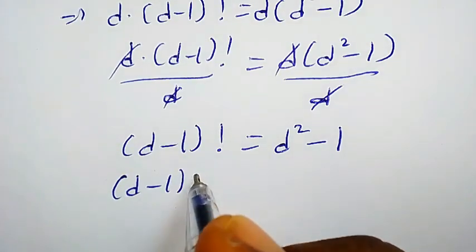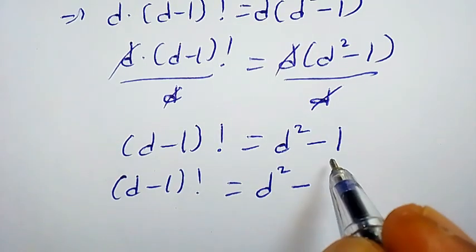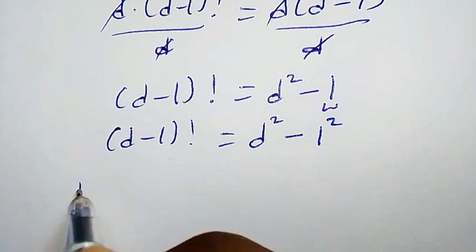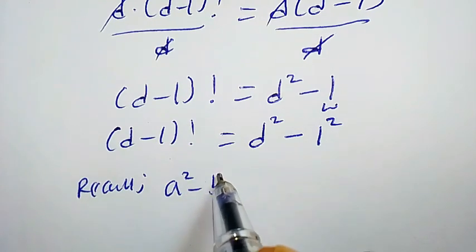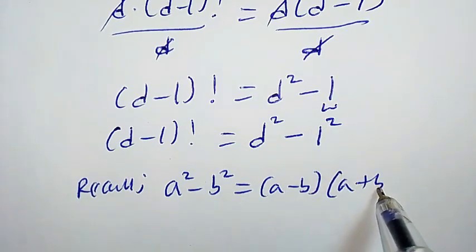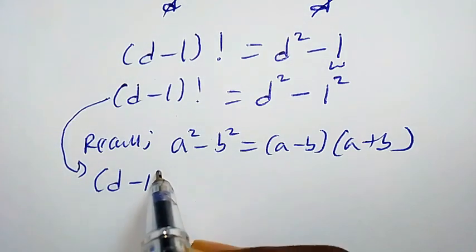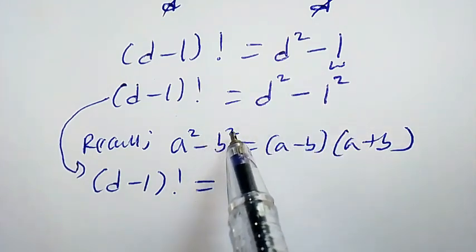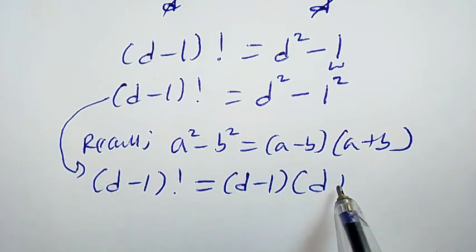d minus 1 factorial is equal to d to the power of 2 minus, we can also rewrite 1 as 1 to the power of 2. Now, let us recall the difference of two squares, which says a square minus b square is the same thing as a minus b times a plus b. So from this line, we have d minus 1 factorial equal to, by comparing this right hand side with this, d minus 1 times d plus 1.